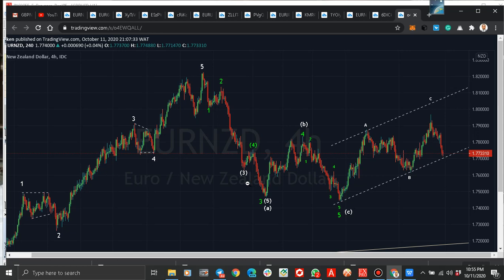But why did I make some strange labels? You see, this is 3 in brackets, B in brackets, A in brackets, and you can see 1, 2, 3, 1, 2, 3, 4, 5. The reason I did this is that if this is the correction and this is the impulse, then we need to have something impulsive again.